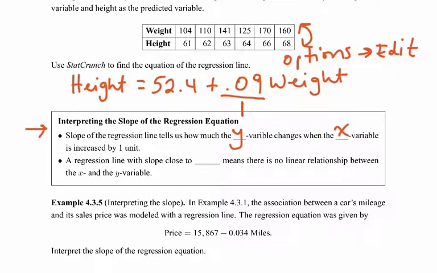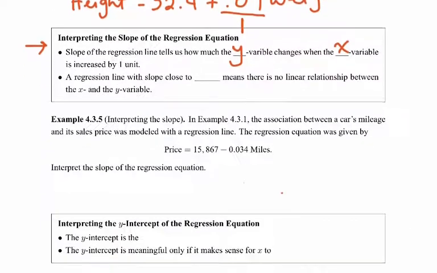So what we're saying here is that the slope of 0.09 tells us that the y variable is going to change 0.09 pounds in this case. I'm sorry, 0.09 inches, because that's the y variable, the way I've set it up. 0.09 inches when the weight, in my example, increases by 1 pound. And we'll do some examples of this in just a minute, so you get the hang of it.